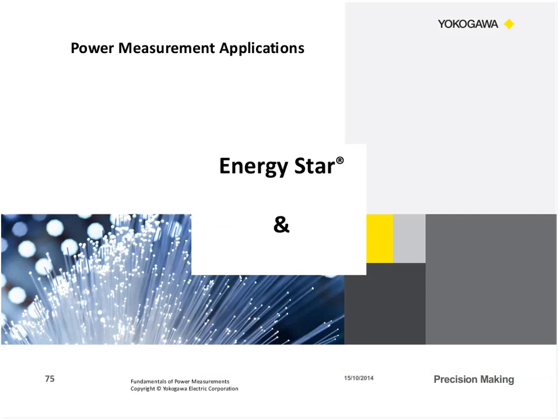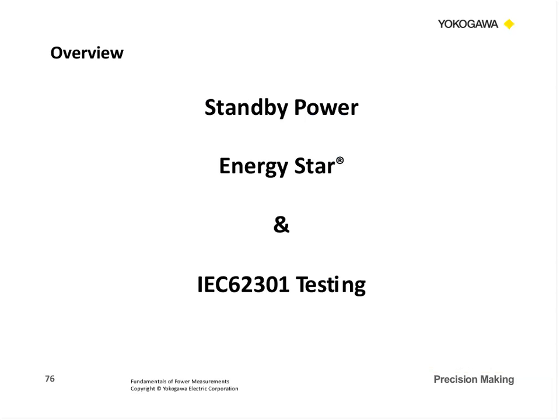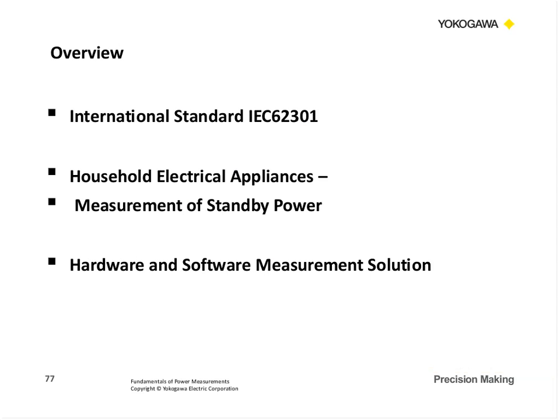Let's look at a couple applications here. Let's look at some standby power and Energy Star measurements and the IEC 62301 testing. We do a lot of this, standby power in our products, Energy Star. These are international standards. The IEC 62301 has been adopted internationally. It really has to do with household electrical appliances and the measurement of standby power in the idle mode, like our TV. We turn it off. It's really not off. It's in that standby mode, waiting to hit that power button again. So it's a hardware and a software measurement solution.